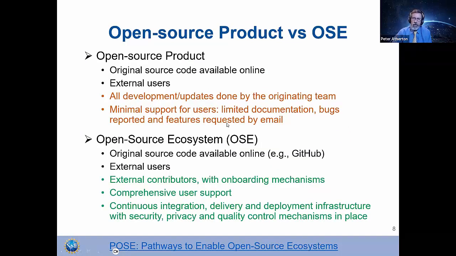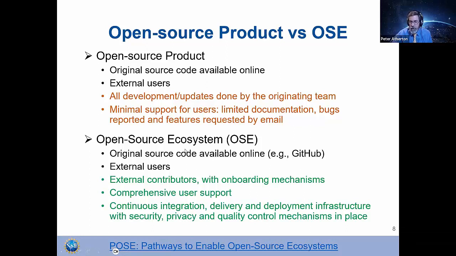So this slide is intended to highlight the differences between an open source product and an open source ecosystem. And you can see there are some similarities in these first two bullet points. Original source code is available online. There are some external users. In the case of an open source product, though, all the development and updates is generally done by the originating team. There's not usually an external developer community, and there's fairly minimal support for users.